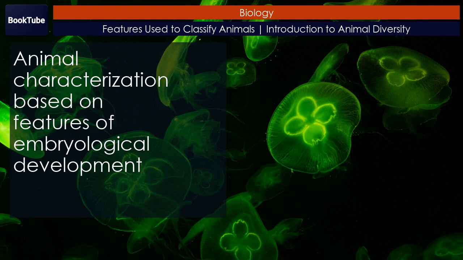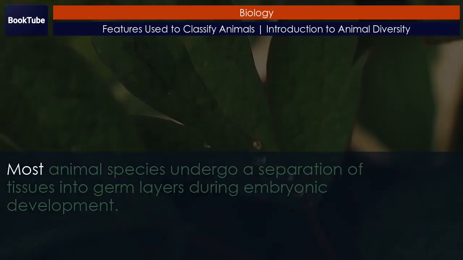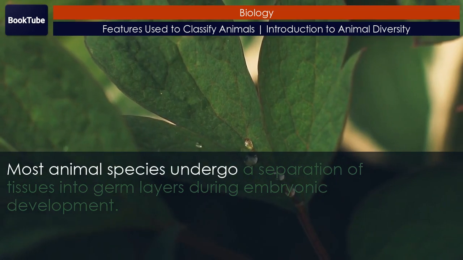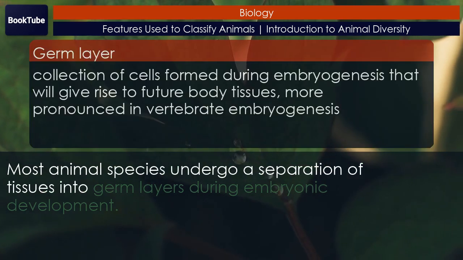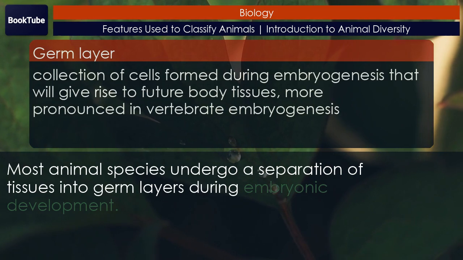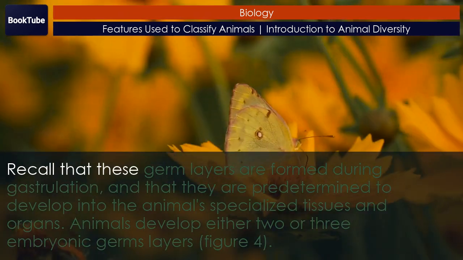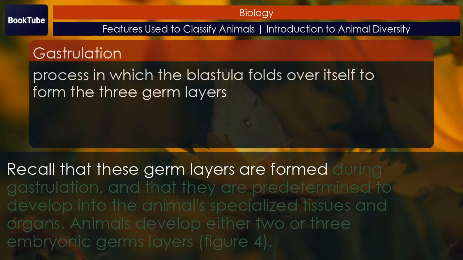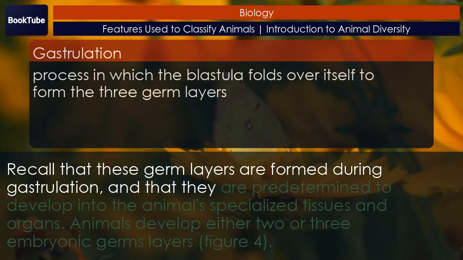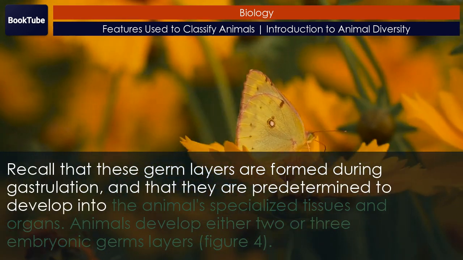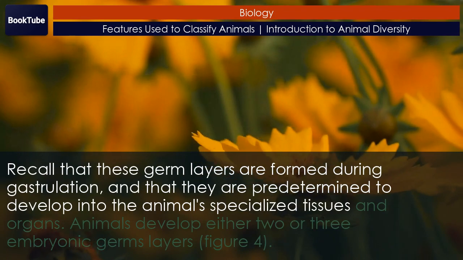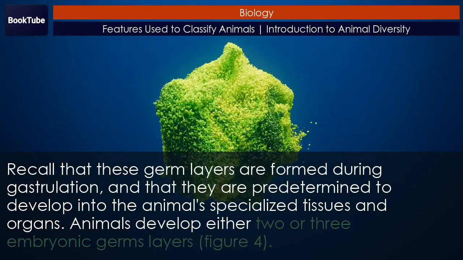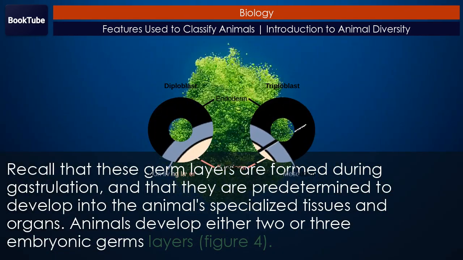Animal characterization based on features of embryological development. Most animal species undergo a separation of tissues into germ layers during embryonic development. Recall that these germ layers are formed during gastrulation, and that they are predetermined to develop into the animal's specialized tissues and organs. Animals develop either 2 or 3 embryonic germ layers.